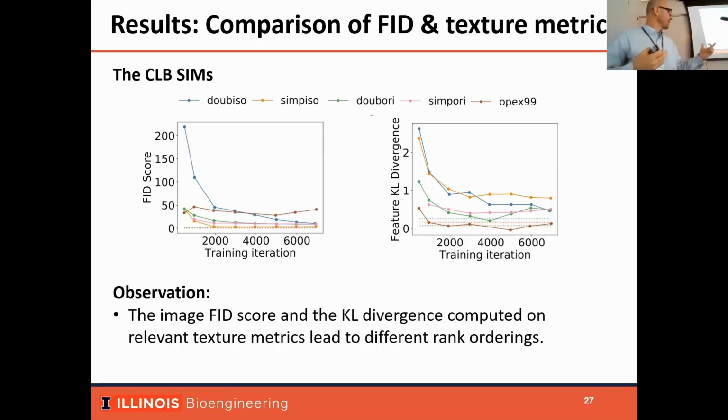So the FID score and the KL divergence based on the texture features tell you different stories about which model is doing the best. And so this is cause for concern. And again, it's just a reminder that we can't rely, I'm not saying don't use FID score, I'm saying we can't rely exclusively on the FID score because it might not be tuned in to the actual statistics that we're interested in.